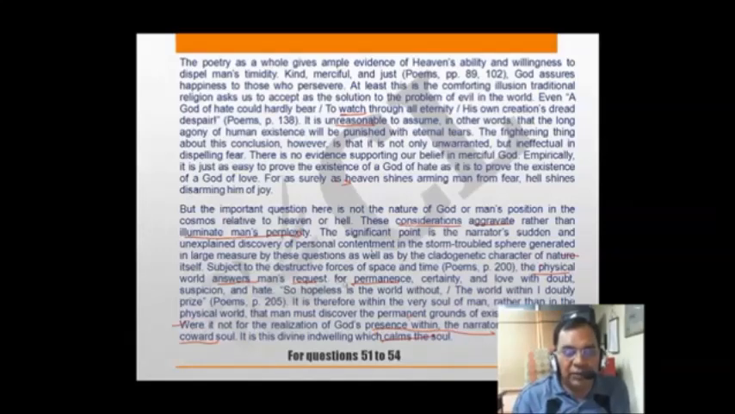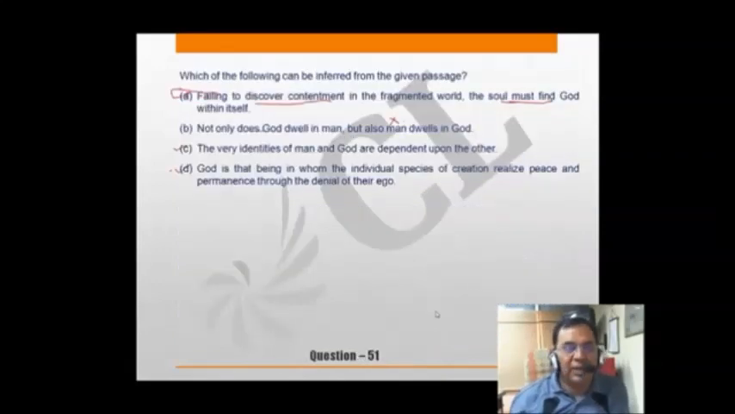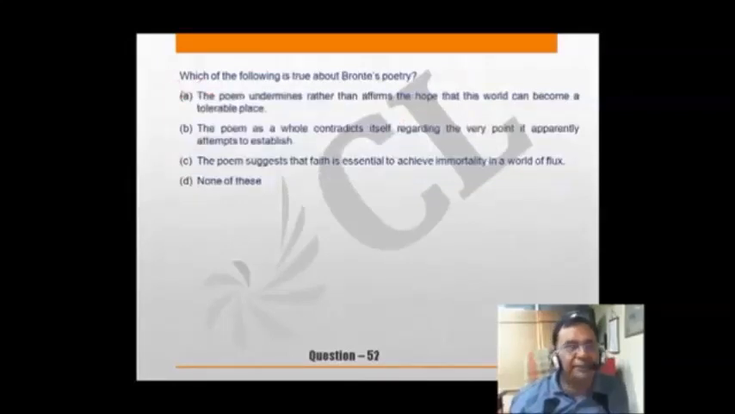Okay, here it is given again. It is therefore within the very soul of a man rather than in the physical world that man must discover the permanent ground of existence. That means in the fragmented world he cannot get it, he can find God within himself. So therefore this becomes the answer. I had to reread it.